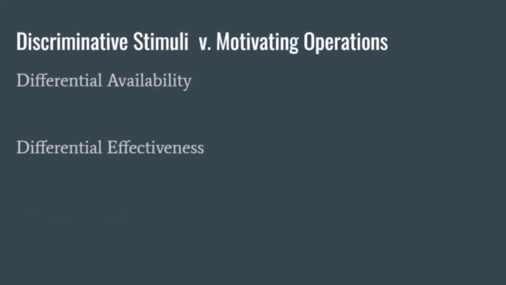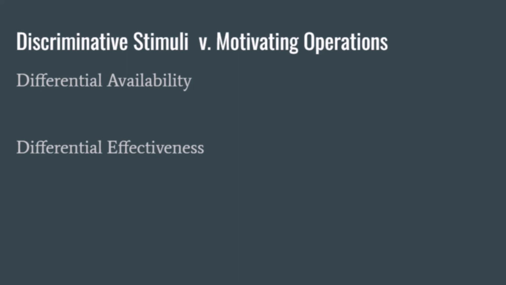A discriminative stimulus affects behavior because its presence has been correlated with differential availability. That is, in a discriminative stimulus, the availability of the reinforcer controls the behavior. A motivating operation controls behavior because of its relationship to the differential effectiveness. That is, a relevant consequence has been effective in the presence of and ineffective in the absence of the MO. A motivating operation is what makes you want something.